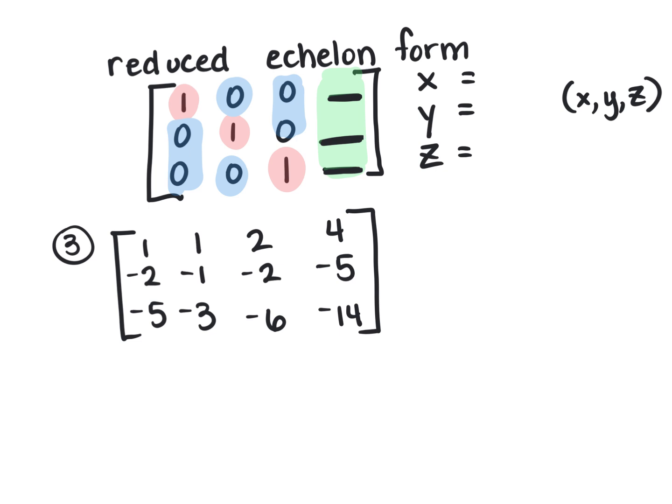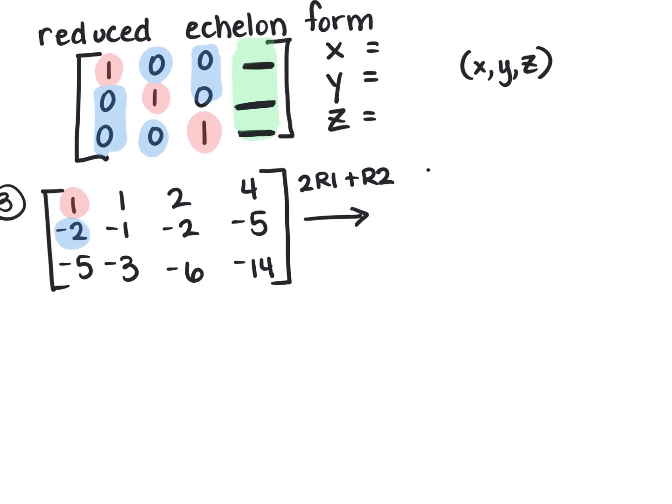So the very first thing we do for number 3 is look to see if I have a 1 right here. And it's great because I do. All right, so now my goal in the first step is to make a 0 appear right there. Well, I can't do that by adding 1 to 2 because that won't work. So the first thing I'm going to do with this is multiply 2 times row 1, and I'm going to add that to row 2. So row 2 is going to be the one that changes. So I maintain row 1 just like it is. So I have 1, 1, 2, and 4.